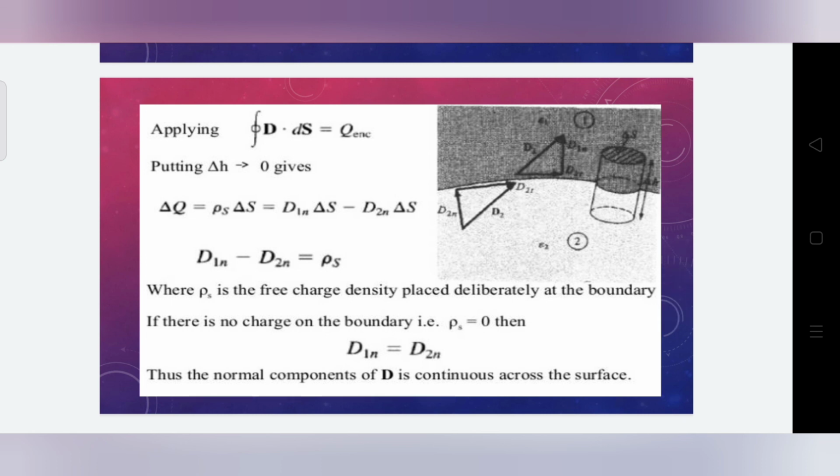So we can conclude two boundary equations: E1t is equal to E2t and D1n is equal to D2n. These boundary conditions can be derived from the basic Maxwell's equations.